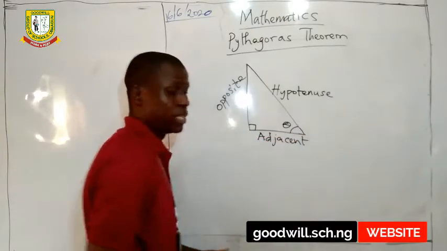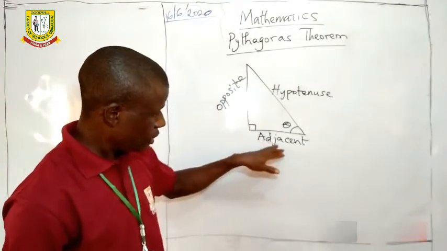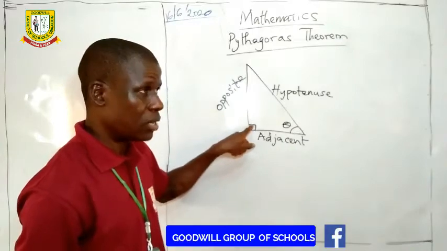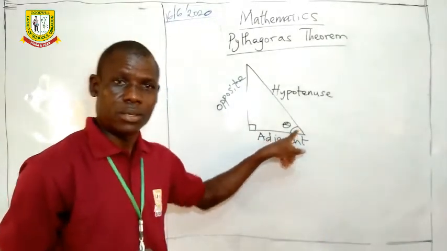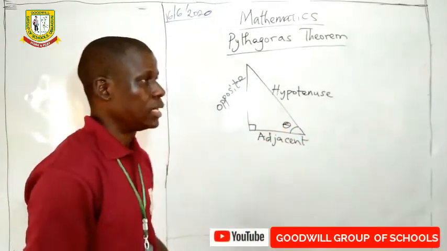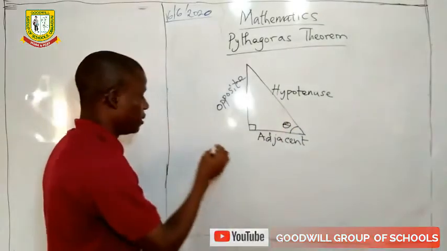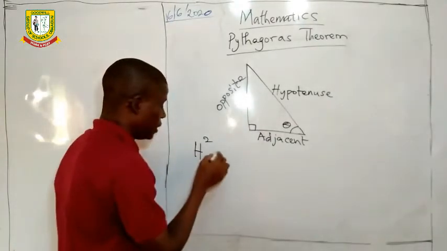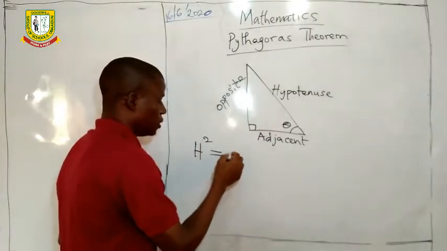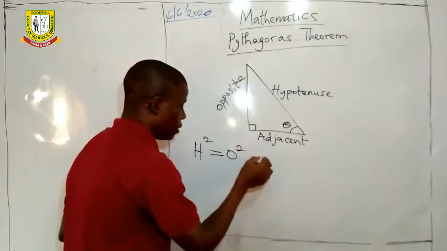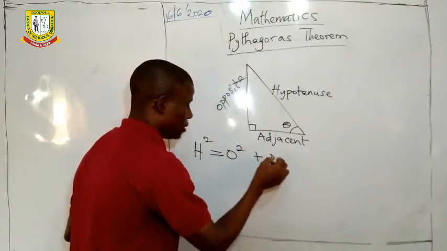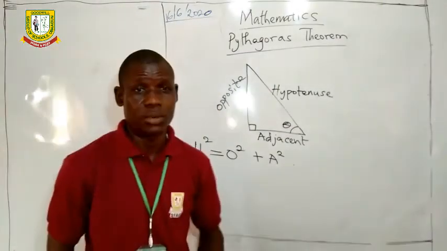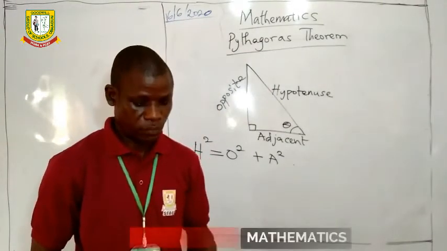And of course, you can see from here that the adjacent is the side that carries both the angle 90 and the other angle that is given. Now, Pythagoras theorem tells us that our hypotenuse square is equal to the opposite square plus the adjacent square. So this is simply what Pythagoras theorem tells us.